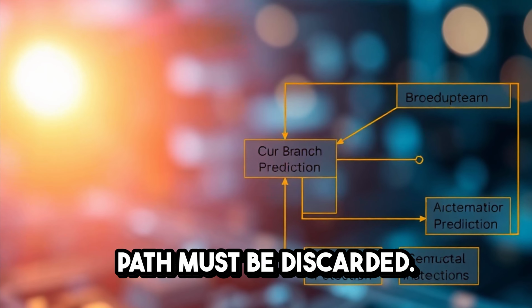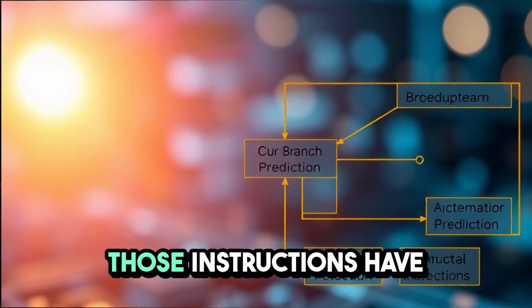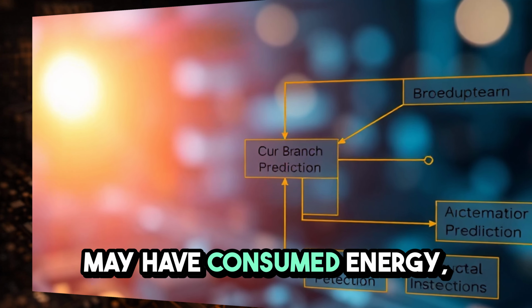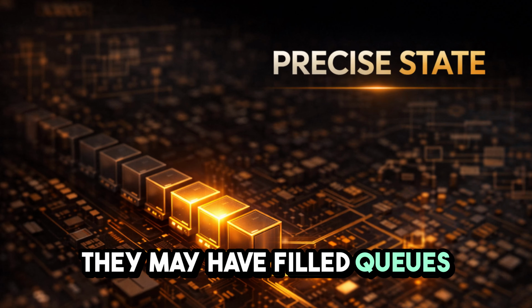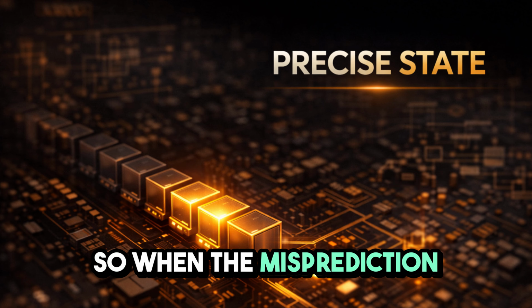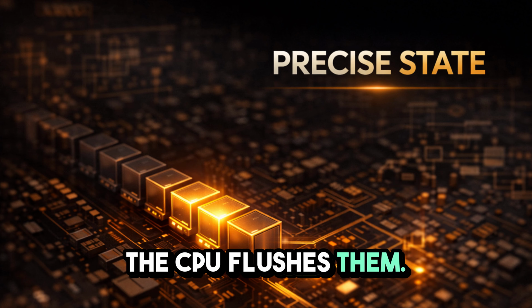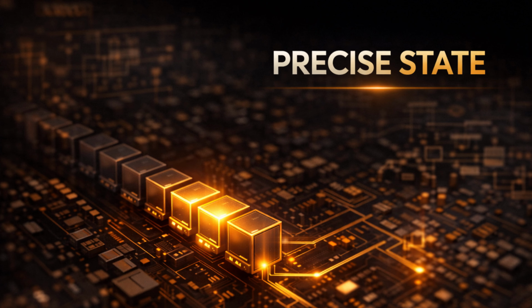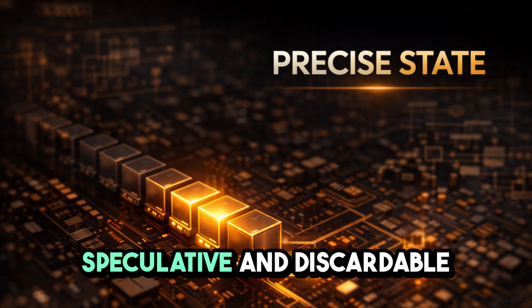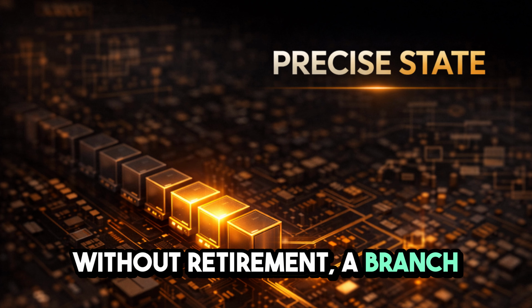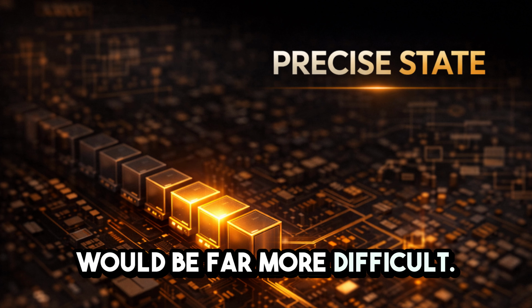be discarded. That only works if those instructions have not committed yet. They may have executed, they may have consumed energy, they may have filled queues and registers, but they are still speculative. So when the misprediction is discovered, the CPU flushes them. The machine rolls back to the correct point and continues from the proper path. Retirement is what separates speculative and discardable from permanent and visible. Without retirement, branch misprediction recovery would be far more difficult.